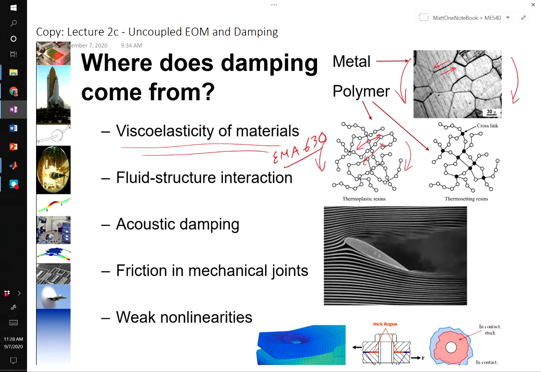Another source of damping is fluid structure interaction, and this is especially important in airplane wings. And the fluid flow around a wing, as you can see in this picture, causes drag, but also if the wing is vibrating up and down, there can be extra energy loss that we can model as damping. And in the field of aeroelasticity, they study this in detail.